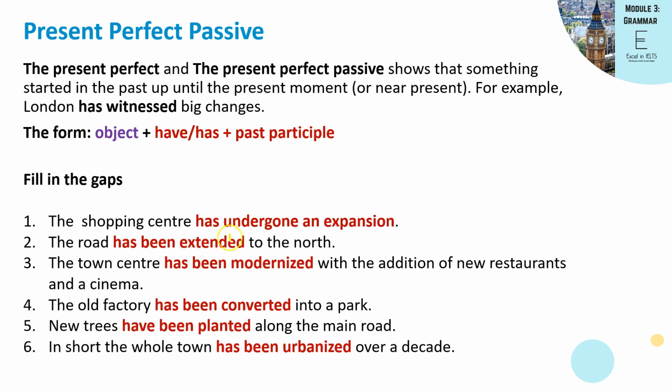The shopping center has undergone an expansion. So has undergone an expansion. The road has been extended. The town center has been modernized. The old factory has been converted. New trees have been planted, and in short, the town has been urbanized. So it's really that simple. You just bring in the object to the beginning of the sentence.